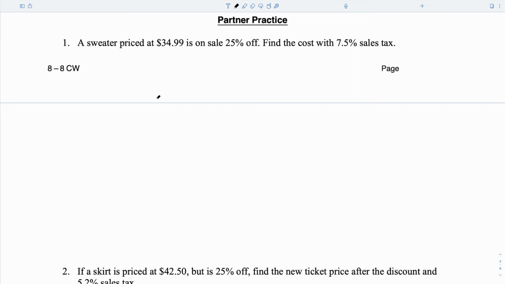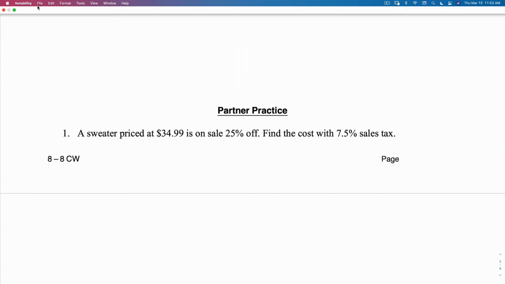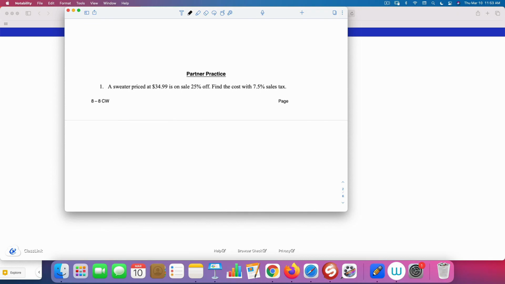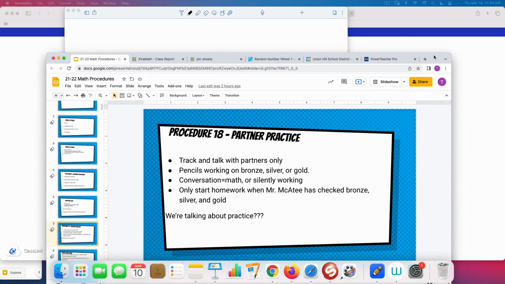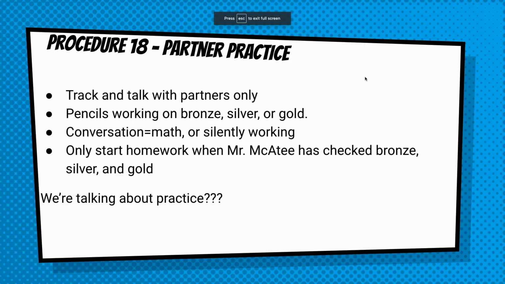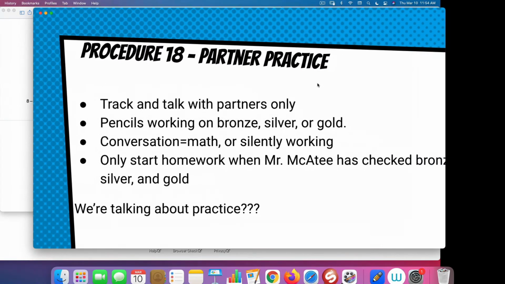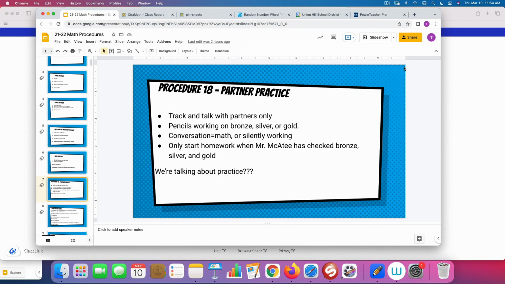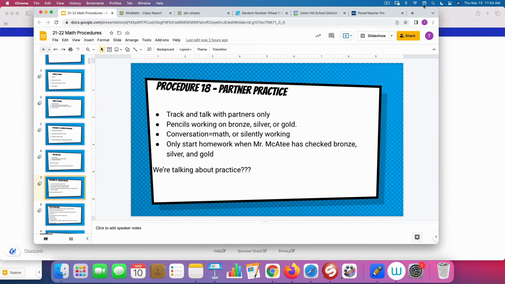You got 10 minutes to work on partner practice. Track the board before you start. Voices off. Track the board. Thank you, Kevin, for being there. Partners look like this. Track and work with your partner only. Pencil's working on bronze, silver, or gold. Conversation is about math. We are talking about practice. We'll switch to independent in 10 minutes. Get working with the partner. Go.